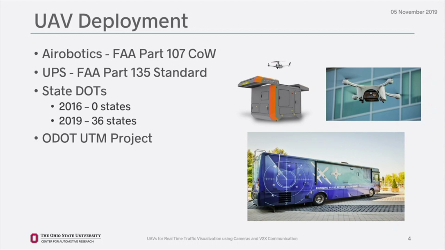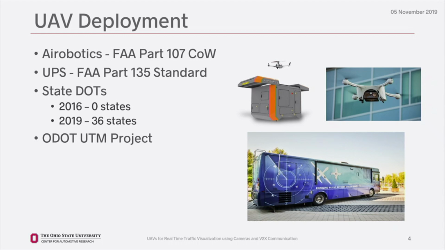If you've heard, there's been a lot of developments just this year with companies such as Aerobotics and UPS achieving FAA certification to fly beyond visual line of sight, so to fly a drone autonomously for package delivery and other uses. Just in the past 3 years, in 2016 there were 0 state Departments of Transportation using UAVs for their operations, whether it's for data gathering or other purposes. And this year, there are over 36 states now using UAVs.